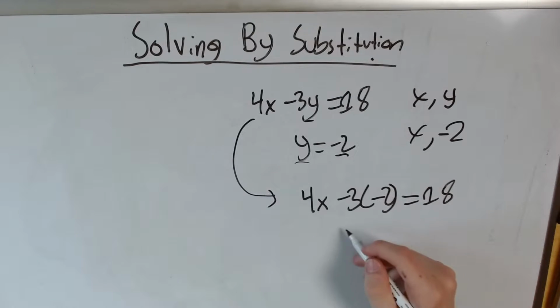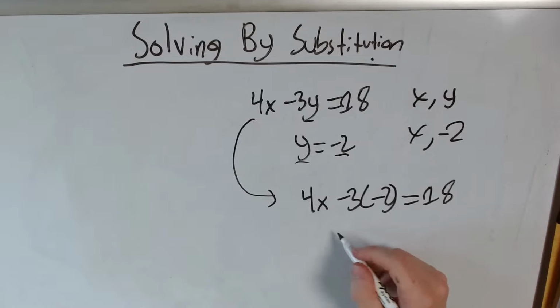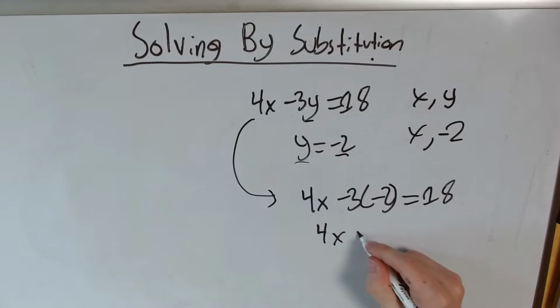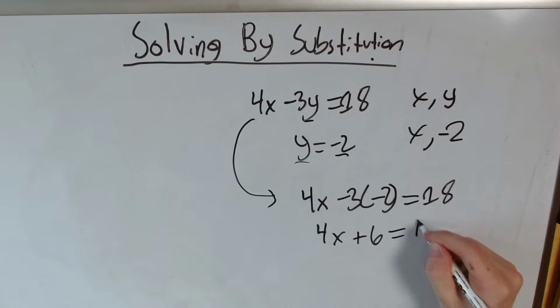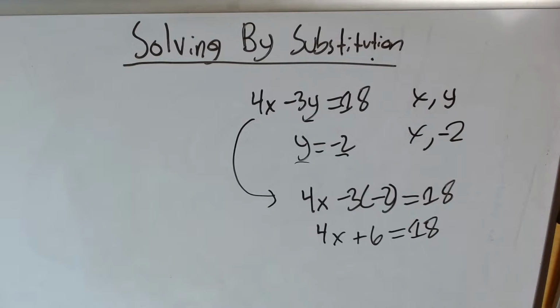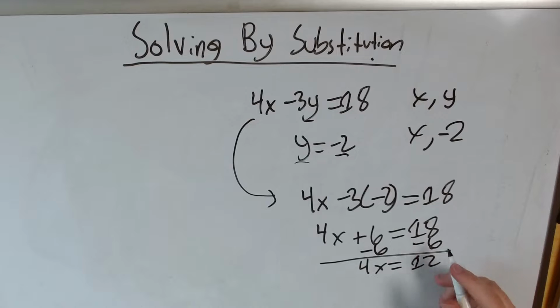I'm going to simplify that out. Negative 3 times negative 2 is 6, so I have 4x plus 6 equals 18. And now, if you remember from last video, this looks an awful lot like a multi-step equation. So we get rid of addition first. We subtract. 4x equals 12. And then we divide to get rid of multiplication. So we have x equals 3. That's our final answer. We've solved that.